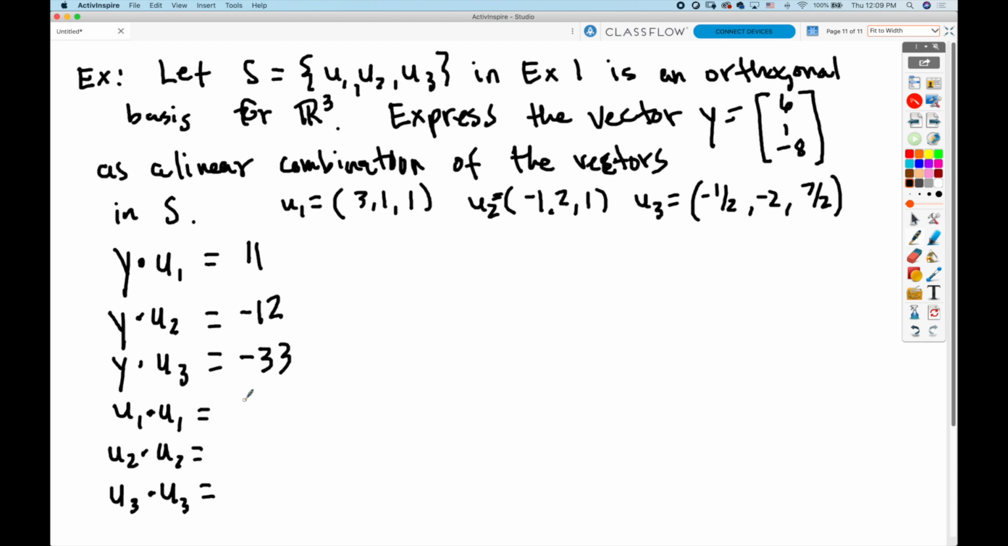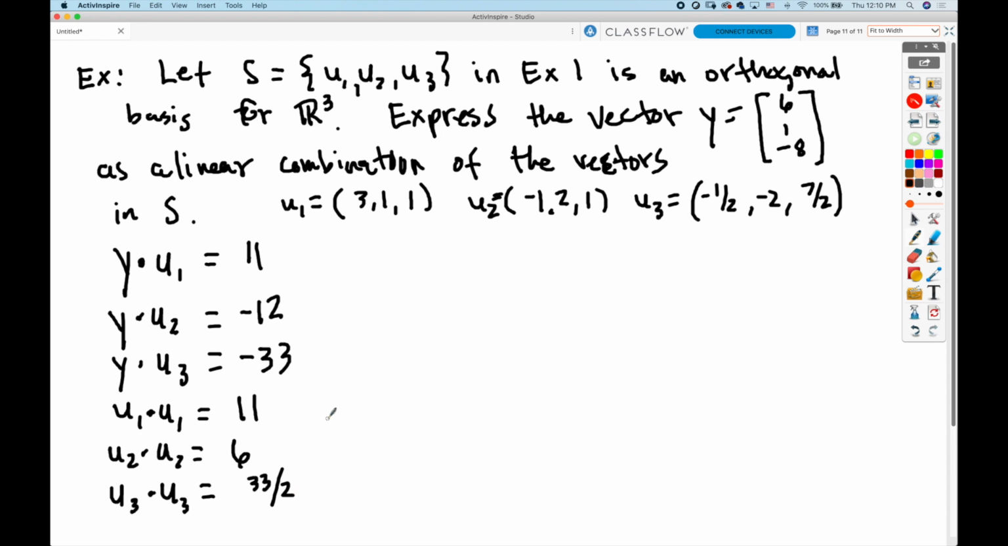U1 dot u1 is going to be 3 squared, 1 squared, and 1 squared, which is 9, 10, 11, so it's 11. U2 dot u2 is going to be 1, 4, and 1, which is 6. And u3 dot u3 is going to be negative 1 half squared plus negative 4 squared plus 7 half squared. It's going to be 33 halves.